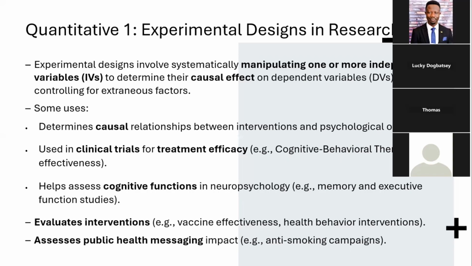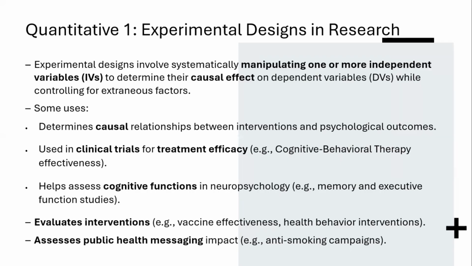So for the dependent variable, the researcher will measure it. For the independent variable, the researcher will manipulate it. And for the extraneous variables, the researcher will control them. That is why we say experimental designs involve systematically manipulating one or more independent variables to determine their causal effect on the dependent variable, whilst controlling for extraneous factors or extraneous variables.